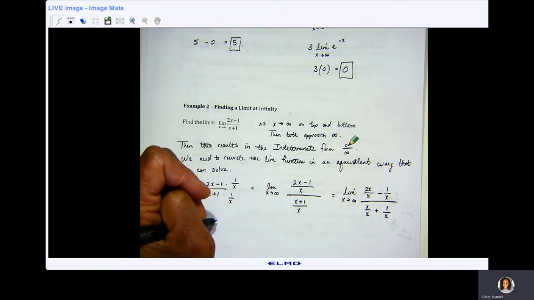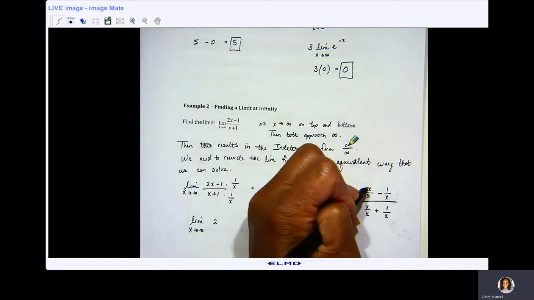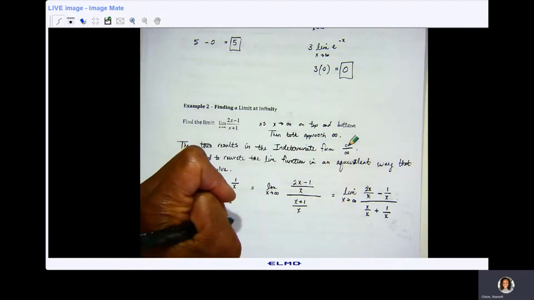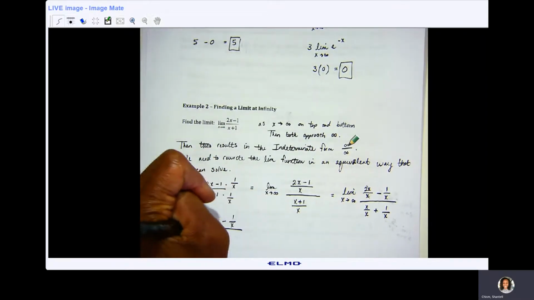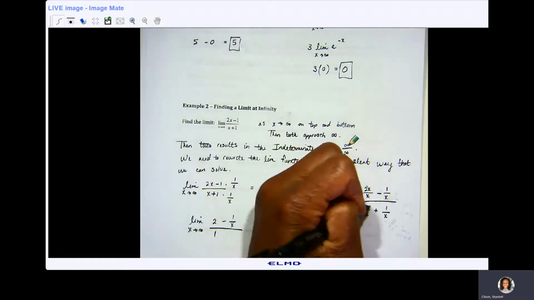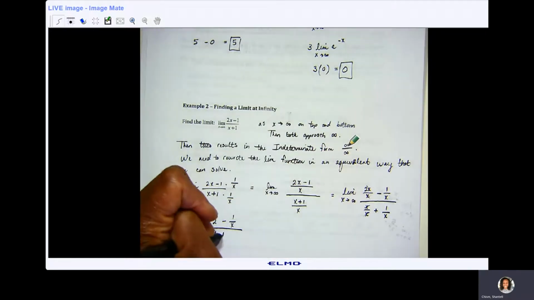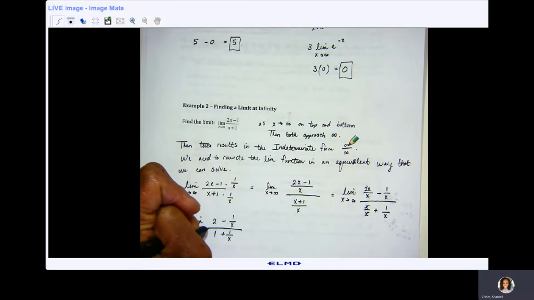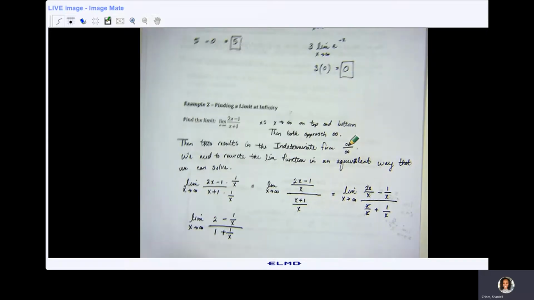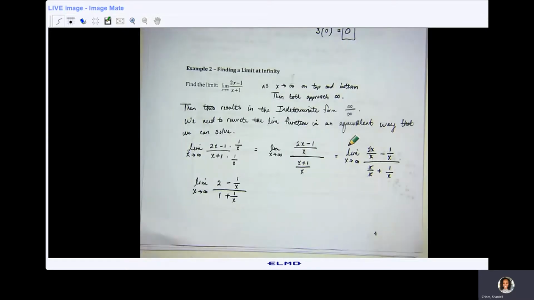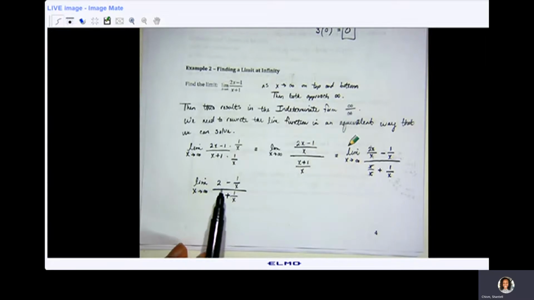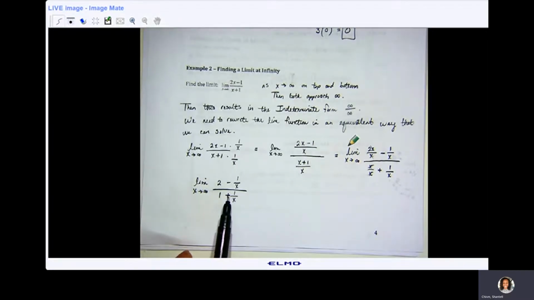So I've got 2, because this x cancels there, minus 1 over x on top. And I've got 1, because this x cancels there, plus 1 over x on the bottom here. Now I'm ready to evaluate the limit, because now I don't have to worry about getting infinity over infinity, okay?